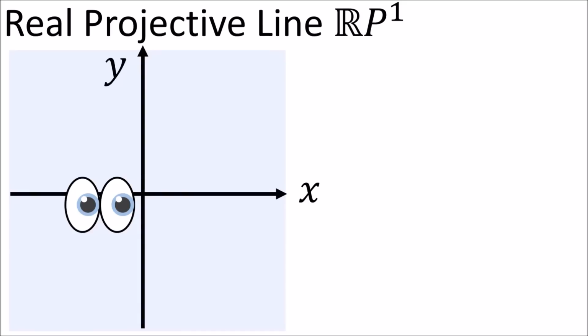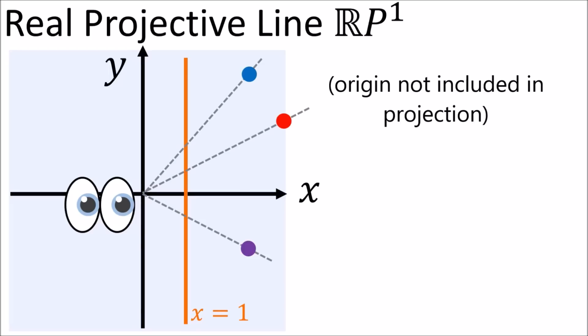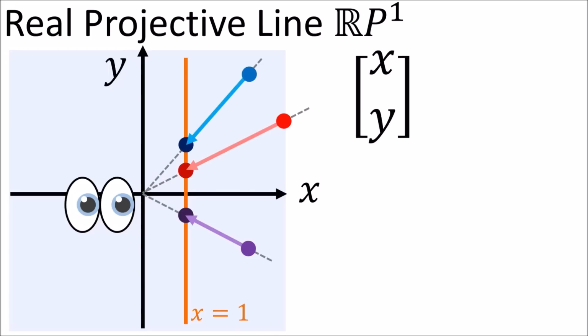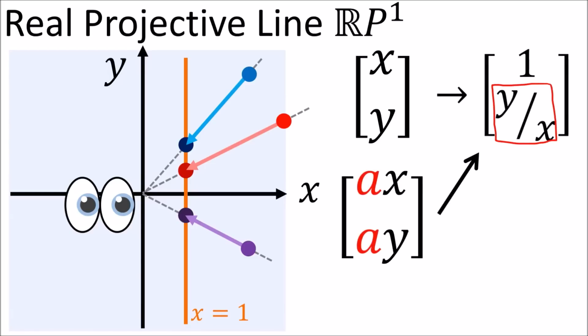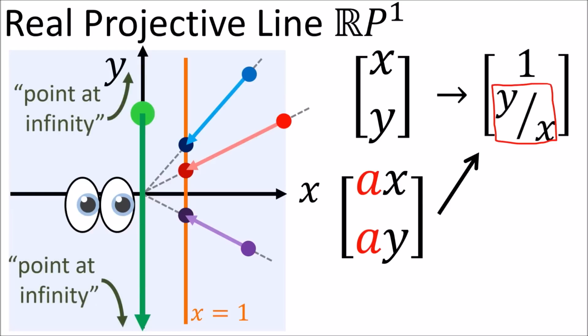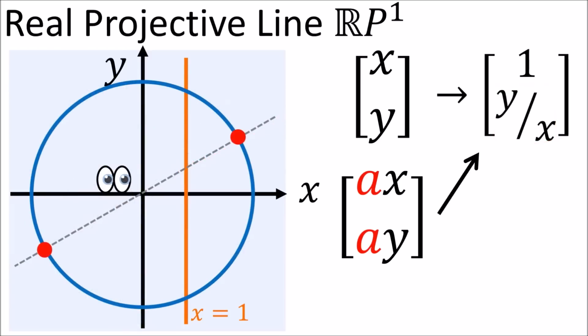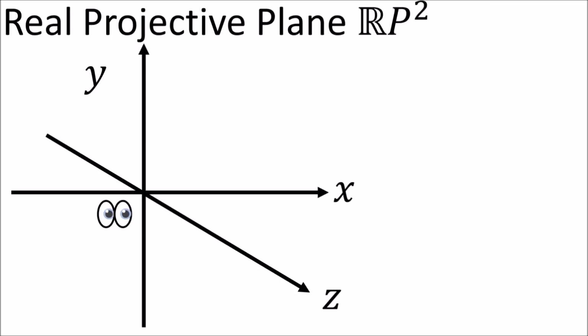So that's the real projective line. We put a screen at x=1 and project all the points in the plane along radial lines connected to the origin. The destination points are completely determined by the ratio y/x, and so overall scale values don't matter. Points on the vertical axis are projected to the point at infinity, and points on the opposite sides of a circle will end up projected to the same place, because projection destroys the difference between positive and negative versions of points.